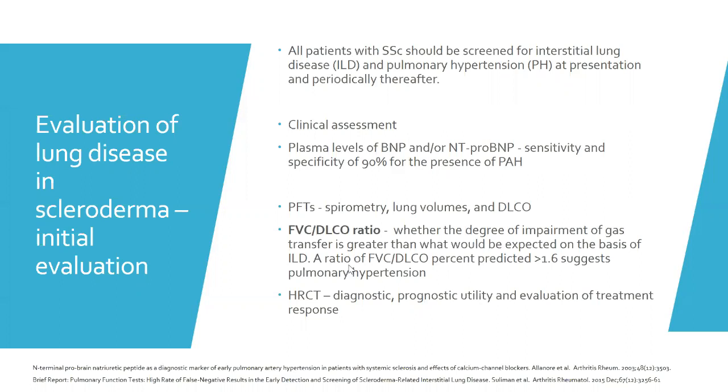But one important thing I wanted to mention was the FVC to DLCO ratio. This is especially important if the degree of impairment of DLCO is out of proportion, then doing an FVC to DLCO ratio can be important. A ratio of about 1.6 may suggest the presence of pulmonary hypertension and not just ILD alone.